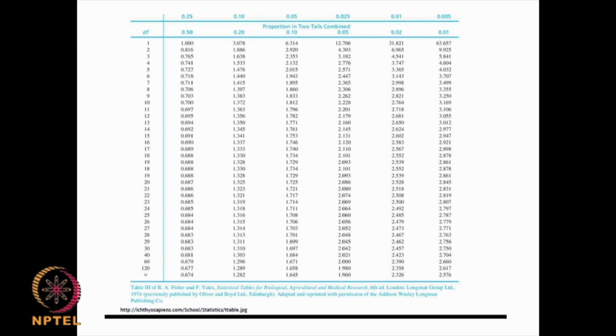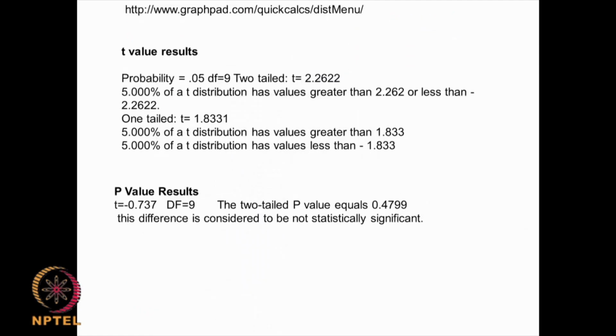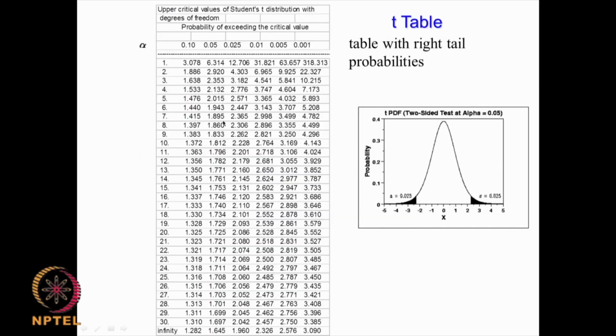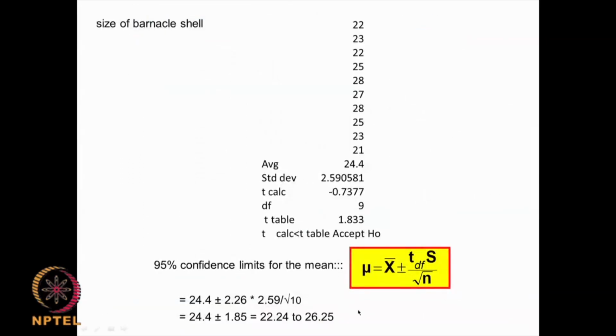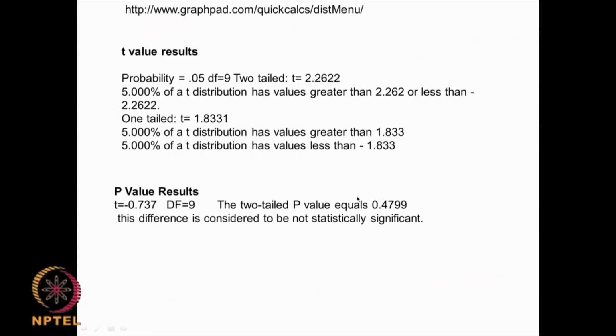Now, we can also use the GraphPad software which I mentioned, which can also calculate the t value, given the probability value. You can see for a one tail it is 1.833. So, you compare with the t which you calculated, which is minus 0.737. So, there is no reason for you to reject the null hypothesis.